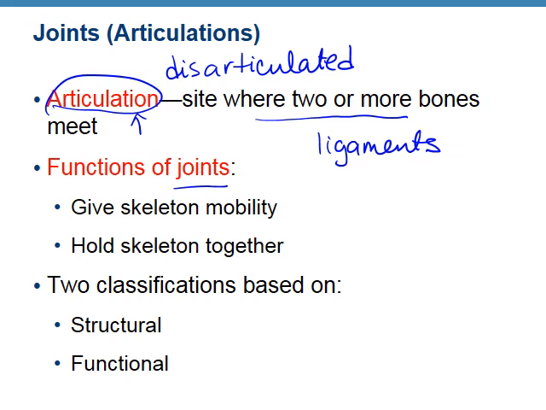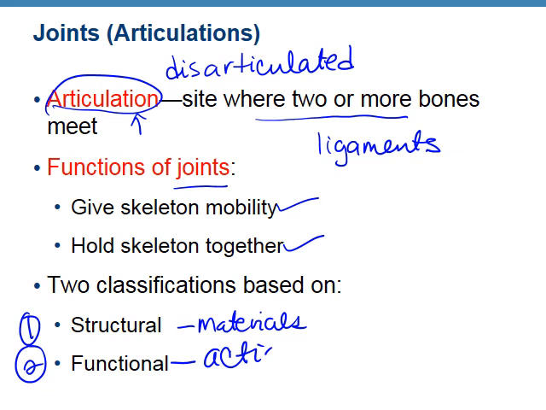What do joints do for us? Well, they give the skeleton mobility and they hold the skeleton together. And then we're going to look at two classifications, one based on structural, so materials, and then functional, basically action, what it does.